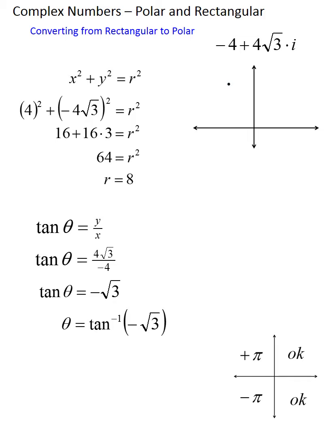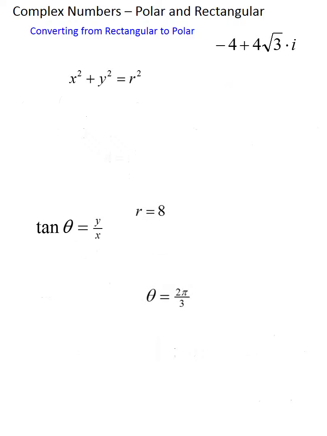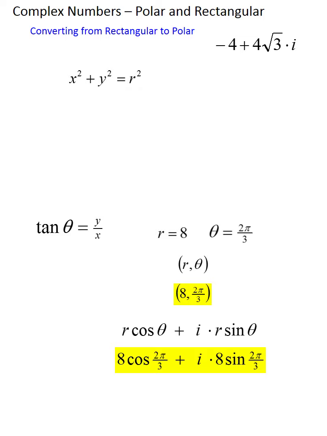Because we know that our point is in quadrant 2, I'm going to add pi, figure out the inverse tangent of negative radical 3, and combine terms to find out that theta is 2 pi over 3. And now that we know r and theta, we can express them either as a coordinate or in polar trigonometric form. And this shows how we can use these equations to do the conversion without necessarily drawing a picture.